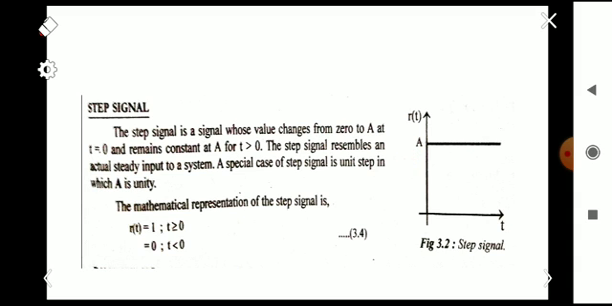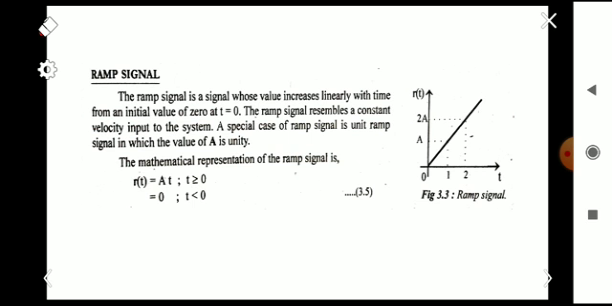Okay, if the amplitude is 1, we can call it a unit step signal. The mathematical representation of the step signal is r of t is equal to 1 for t greater than or equal to 0. This is the representation of the unit step signal, and it is 0 for t less than 0. The next one is the ramp signal.